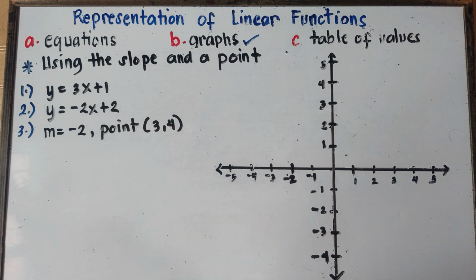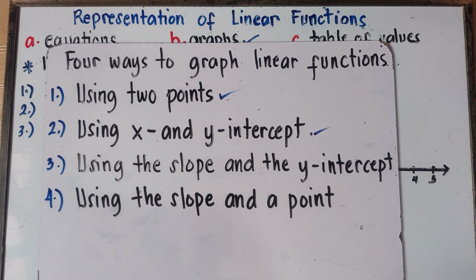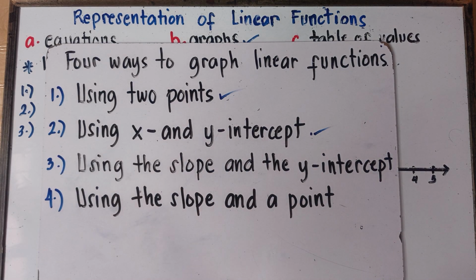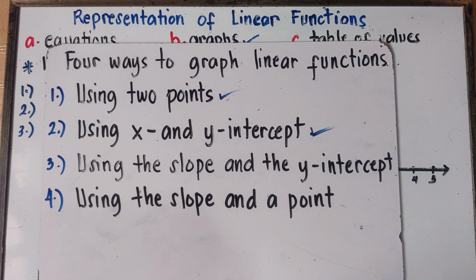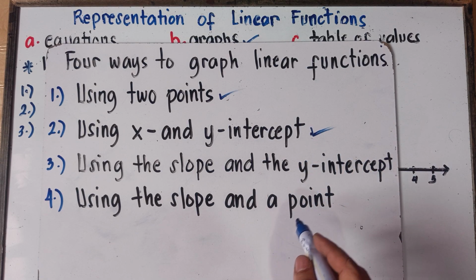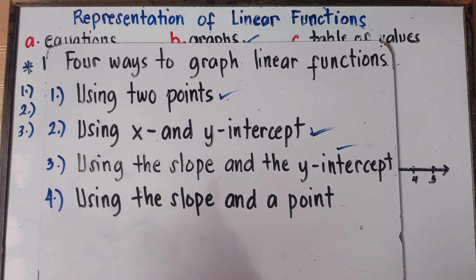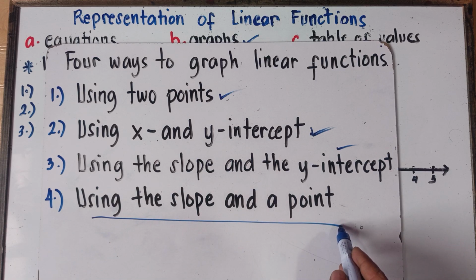In today's video class, we'll be focusing on the graphs. Now, once again, class, there are four ways to graph a linear function. The first one, that will be using 2 points. We're done with this one. The second one, that will be using x and y intercept. We're done with this one. The third one, we have using the slope and the y-intercept. We're done with this one. Now, in today's video class, we'll be focusing on using the slope and a point. And I will give you 3 examples, class, for you to really understand this one.